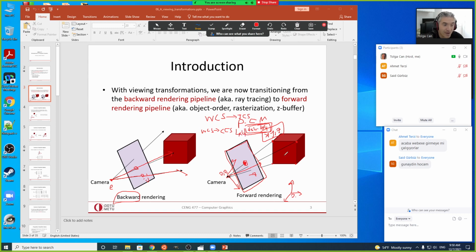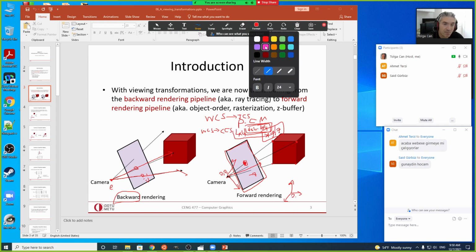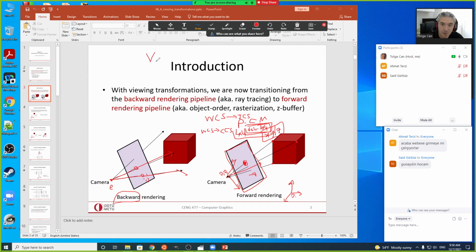So the entire pipeline, the entire problem of finding, given a world coordinate vertex, given a model vertex, which pixel it is going to contribute to, its pixel coordinate, we'll be able to find by just multiplying that vertex coordinate, let's call it Vi, with some matrix. Okay, we are going to multiply it with a 4x4 matrix. This is a 4x1 column vector. With this multiplication, we'll be able to solve this entire problem, which pixel it corresponds to.